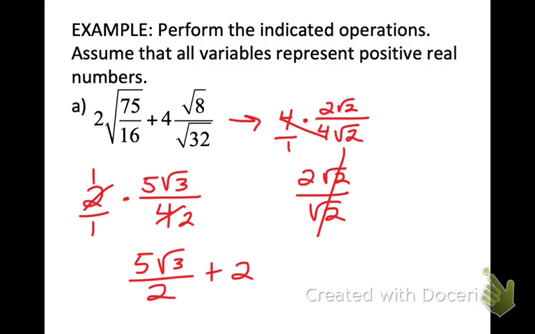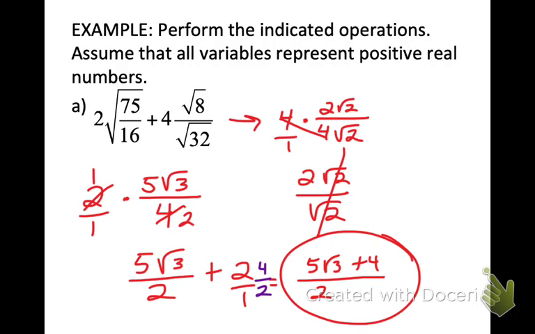Okay, can I combine those together and make one fraction? How do I add fractions? Well, you've got to get a common denominator. So that's 4 over 2. So this is going to stay 5 square root of 3 over 2. My common denominator would be 2, so the 2 becomes 4 over 2. So then all I'm adding to my numerator is a plus 4. Then it's one fraction.